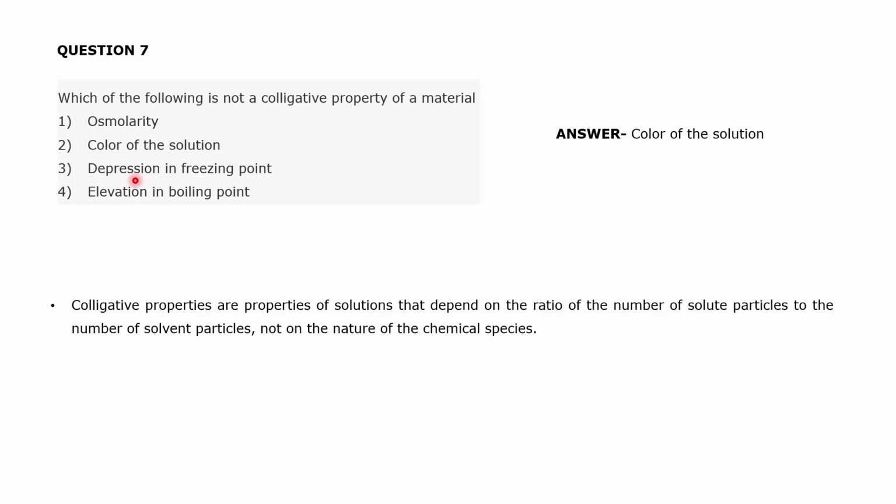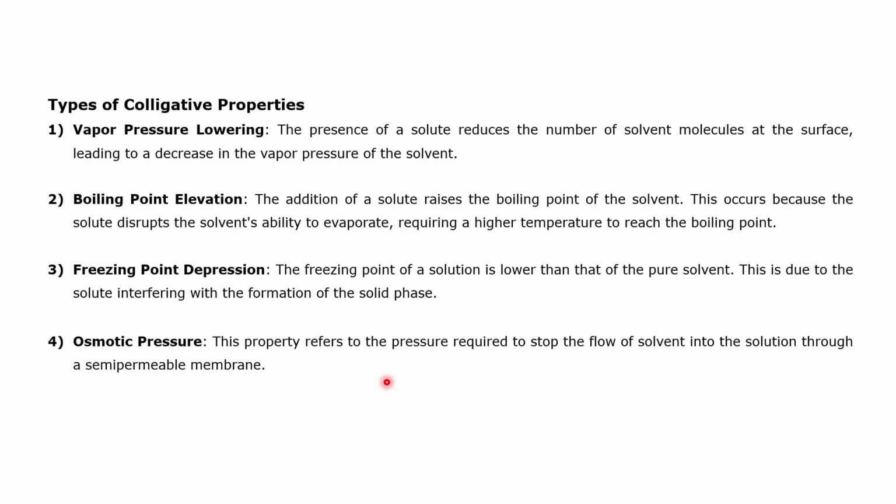So basically, it's the ratio. It depends on the ratio of the number of solute particles to the number of solvent particles, not on the nature of the chemical species. It depends just on the number of solute to the number of solvent particles that are present within that particular solution. So if you look at the types of colligative property, the first one is vapor pressure lowering.